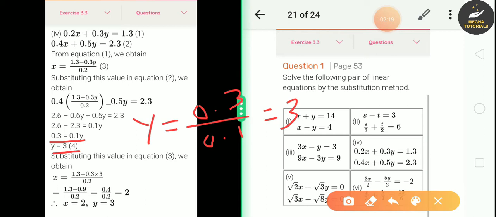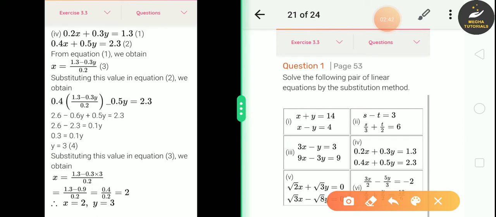Consider this as equation 4. Substitute this value of y in equation 3. Okay, so x is equal to 1.3 minus 0.3 into 3 upon 0.2. So 0.3 into 3 is 0.9. So 1.3 minus 0.9 upon 0.2. So 1.3 minus 0.9 is 0.4. So 0.4 upon 0.2, which is equal to 2. So values of x and y are 2, 3.